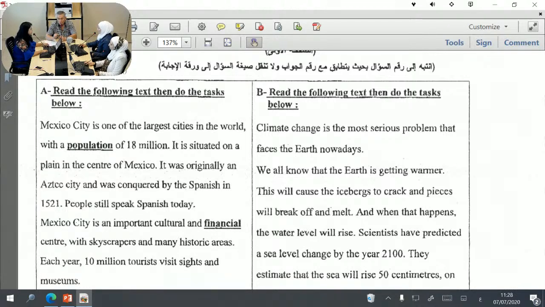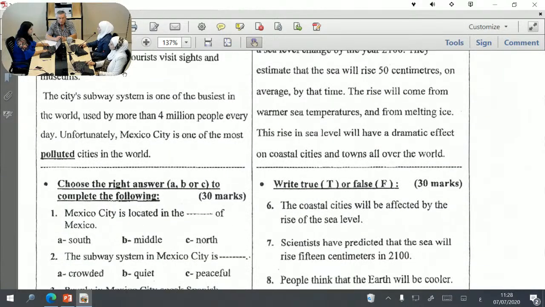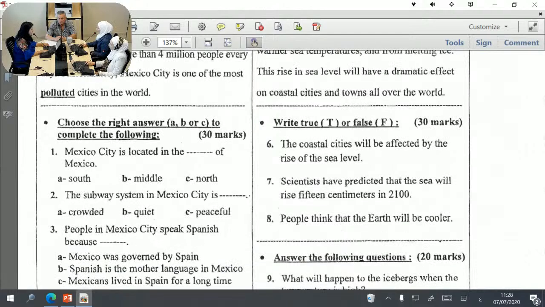Ms. Sabrine, can you go down to see the questions? So the first question is choose the right answer. We have multiple answers A, B, or C. This depends on the text. If the student knows the meaning of the vocabulary in the text, it is very easy to answer. Of course. Then we have another question.